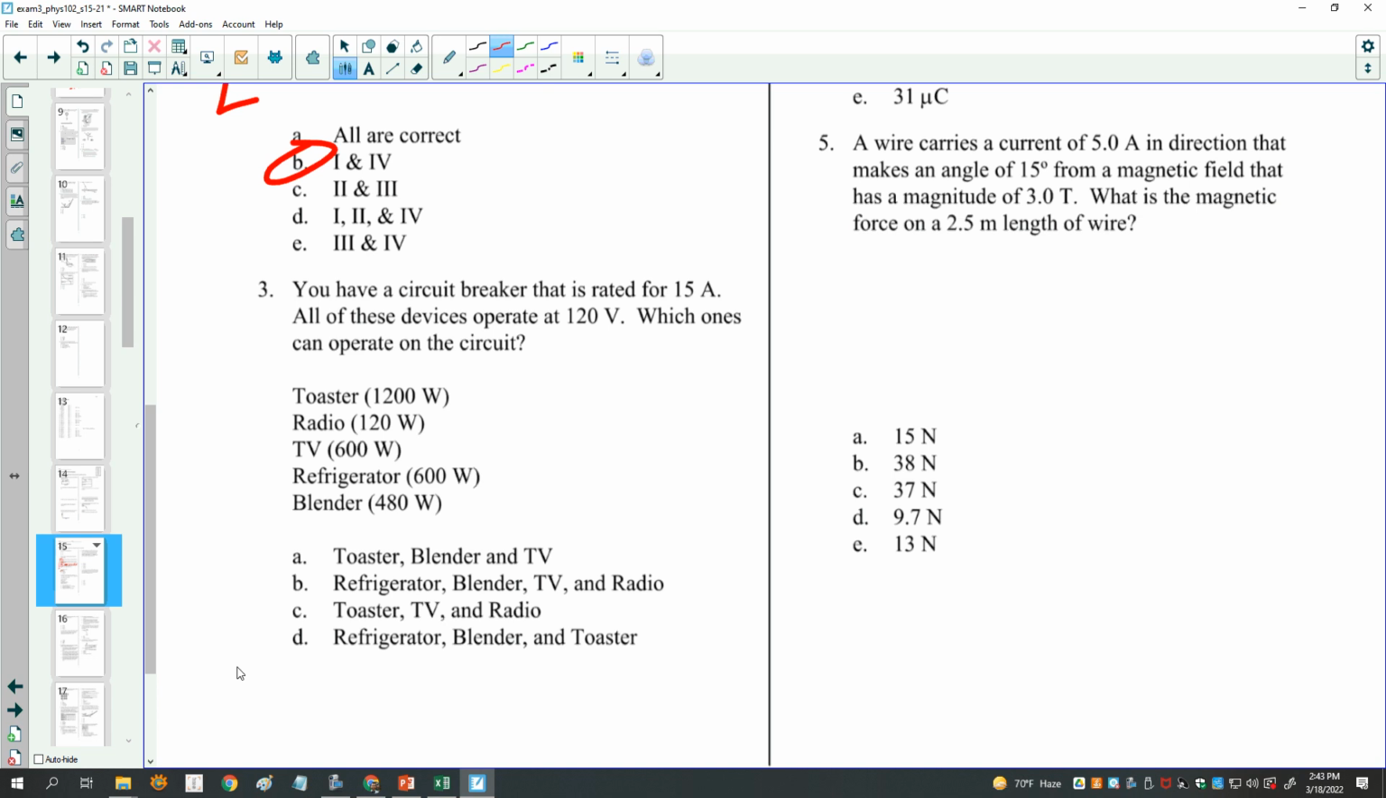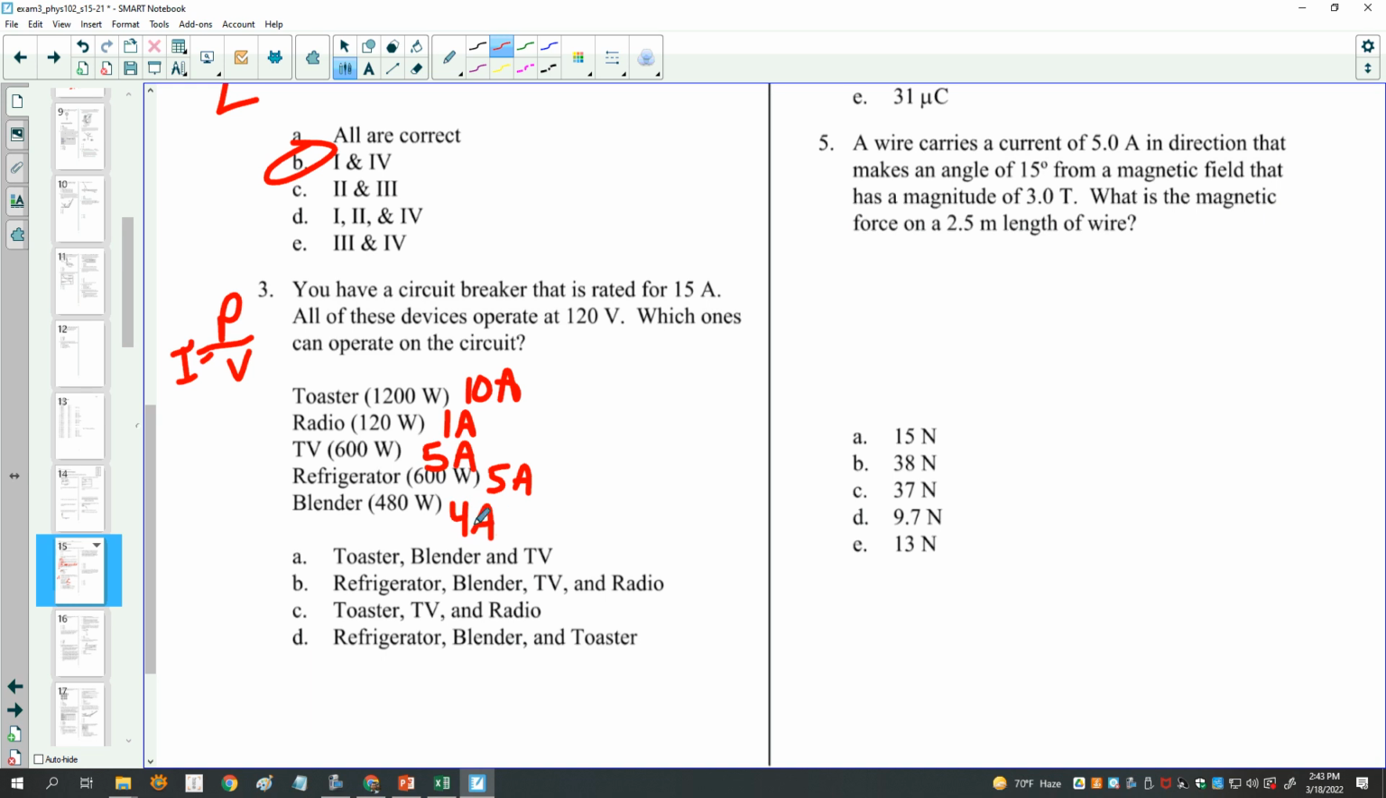All right, here's another one. Oh, this is asking which ones can operate on the circuit. So you first want to find the current for each of these. That's going to be P divided by V. So this would be 10 amps. That's 1200 divided by 120. Then 1 amp, 5 amps, 5 amps, and 4 amps.